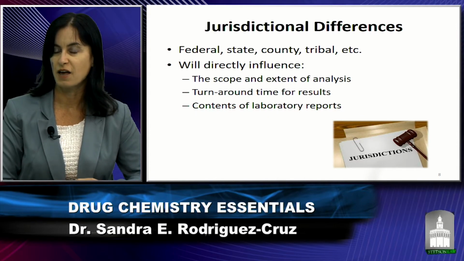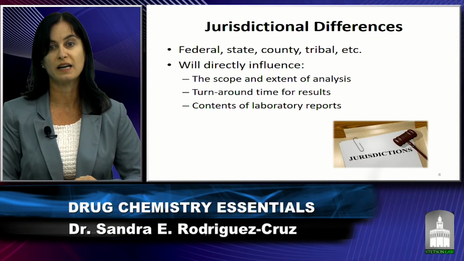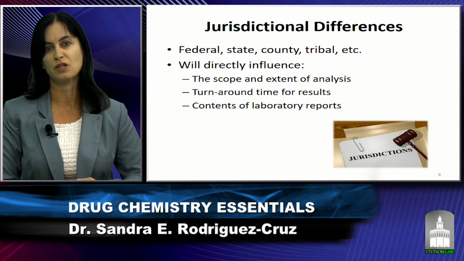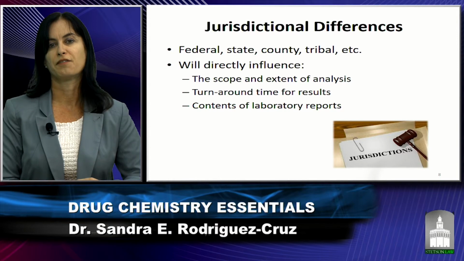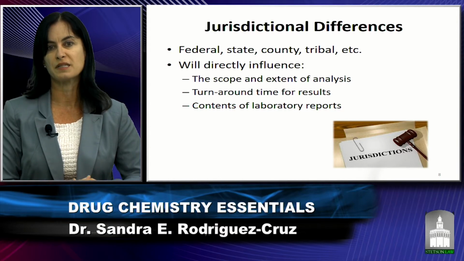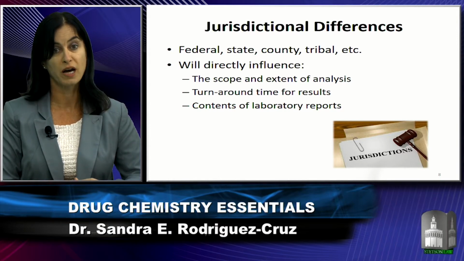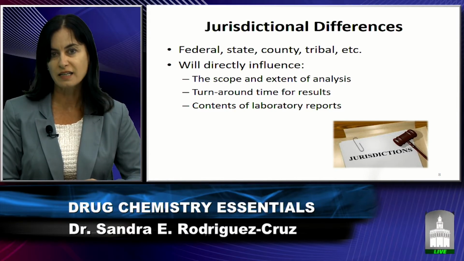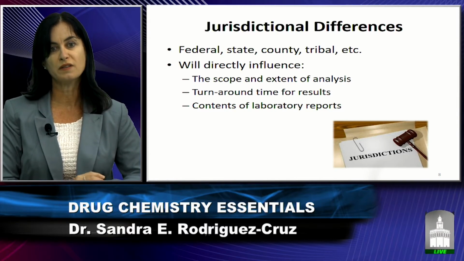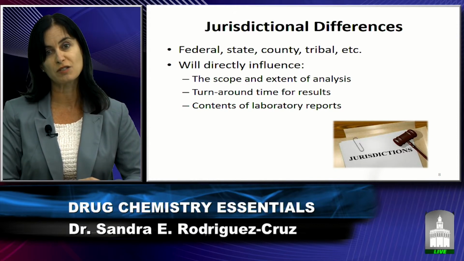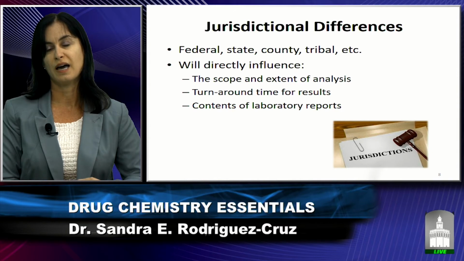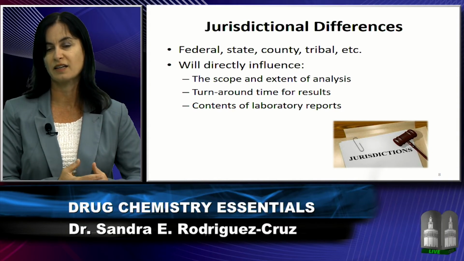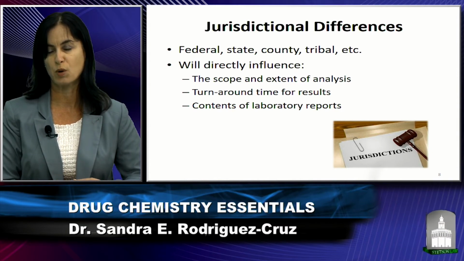Jurisdictional differences are very important because there are laboratories and analyses that are being done at the different stages, in different jurisdictions. Federal laws may vary from state law as well as county and tribal laws. And these differences will directly influence not only the scope and extent of analysis, but also the turnaround time for results. And in fact, it would also affect the contents of the laboratory report.